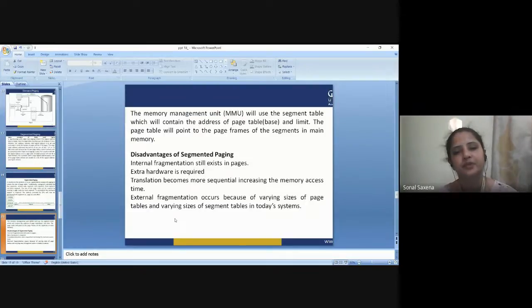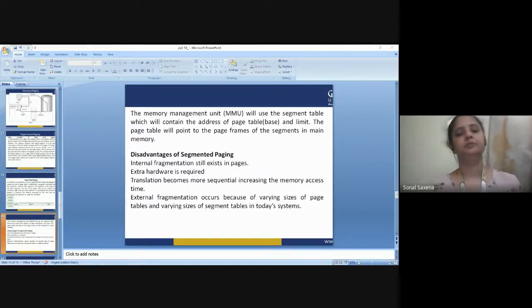Now the memory management unit, which is called MMU, will use this segment table, which will contain the address of the page table, that is the base and the limit. So the page table will point to the page frames of the segments in main memory. Pure segmentation is not very popular and is not being used in many operating systems. However, segmentation can be combined with paging to get the best features out of both techniques.